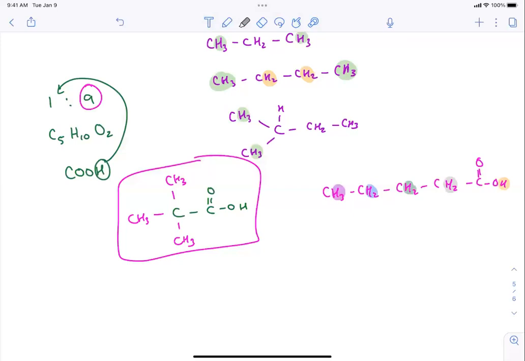Yes, there are two environments in this one on the left. These nine are in one environment, and this H is the other environment. That's why the ratio. Another thing is, the numbers in your integrated trace ratio tell you the number of environments you have. If it's 1 to 9, that tells you there's two environments. If it's 1 to 2 to 2 to 2 to 3, that's five environments. So that's another tip as well. You should have the same number of numbers in your ratio as you do environments. If you don't, then you did something wrong.